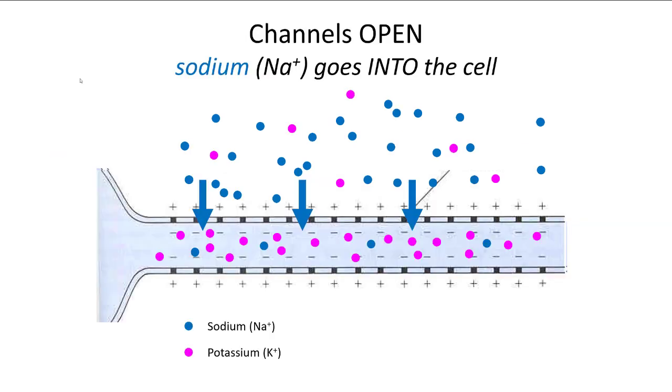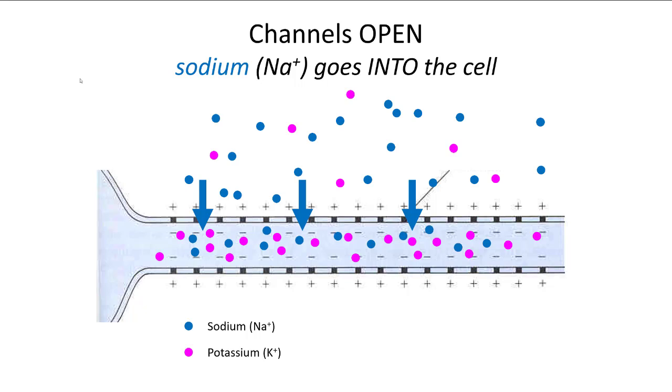The channels are specific to an ion. The two we'll focus on for the neuron are sodium and potassium. Sodium ions are represented in blue and potassium in pink. Sodium is abundant outside of the cell. When sodium channels open, sodium will rush into the cell.